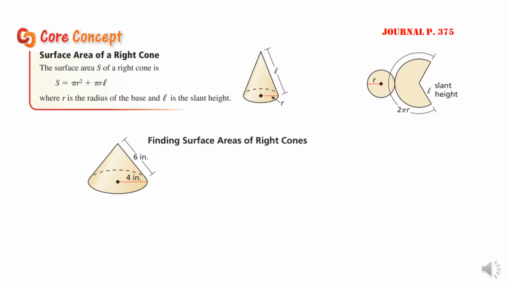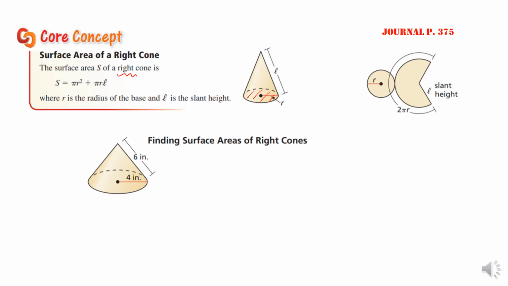Okay, so here's how you find the surface area of a right cone. And what you do is you find the pi r squared, which is the base part of it, and then you find pi r L, and L is the slant height. So those are the two things that you need to remember for the surface area of a cone. Okay, and it's a right cone only. So make sure you understand that. So finding the surface area of a right cone.